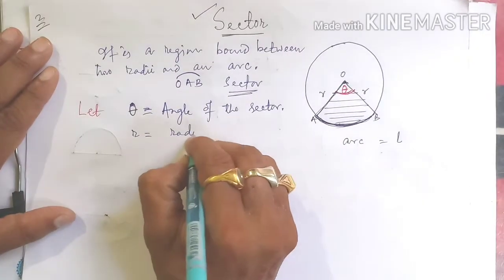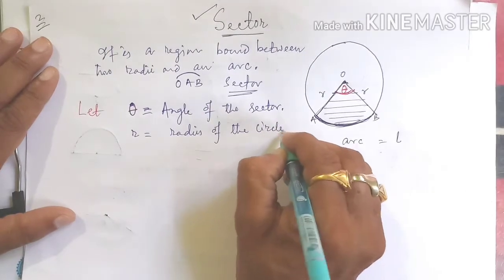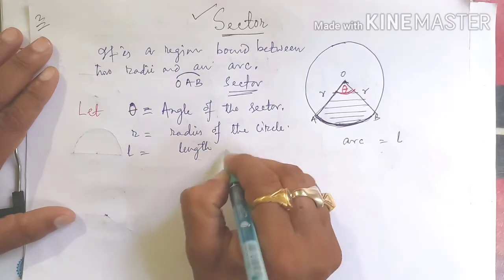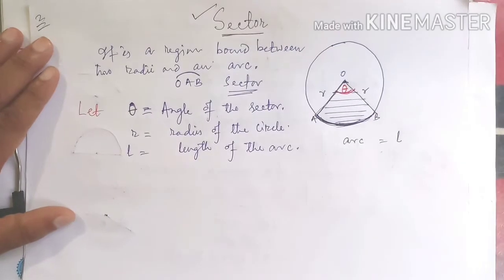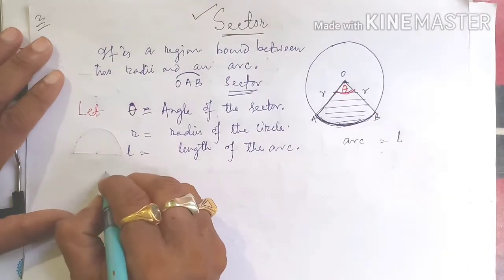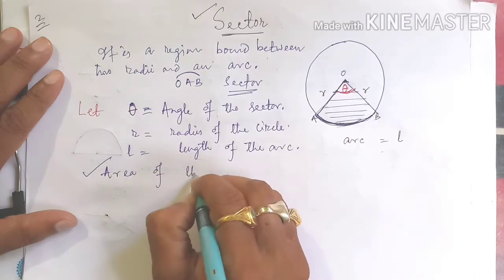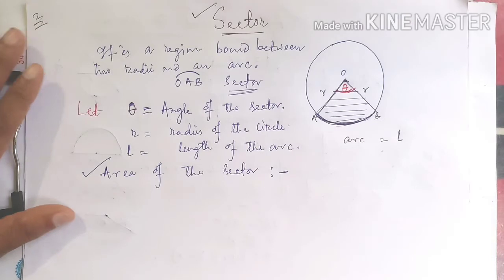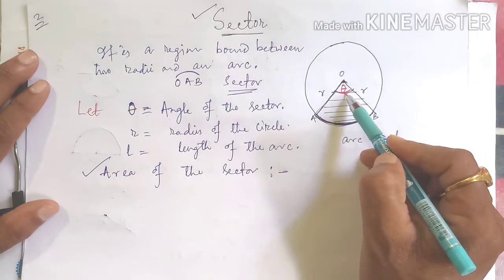R is the radius of the circle. L is the length of the arc. Here we have to calculate the first formula, the area of the sector. Okay, so area of the sector, to find what? How much area this sector is.